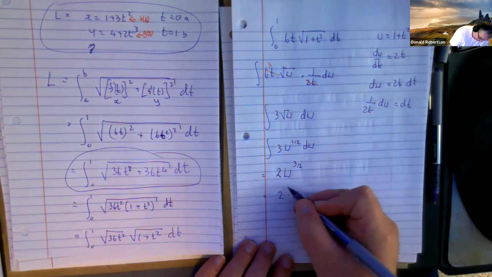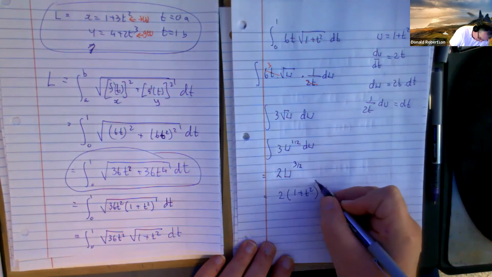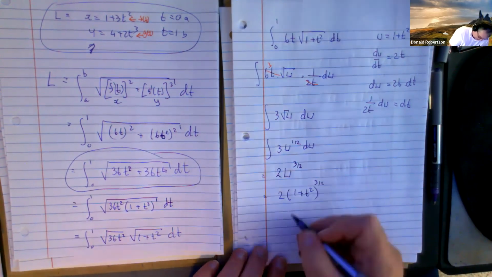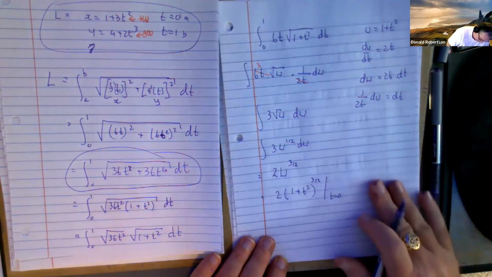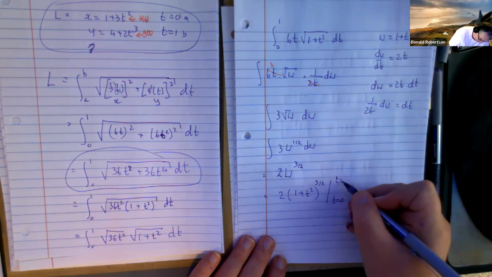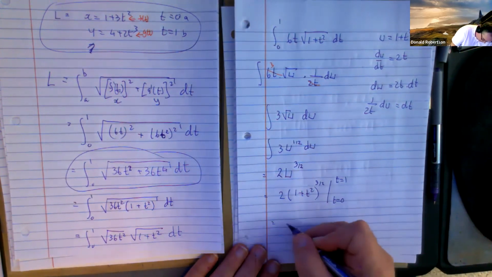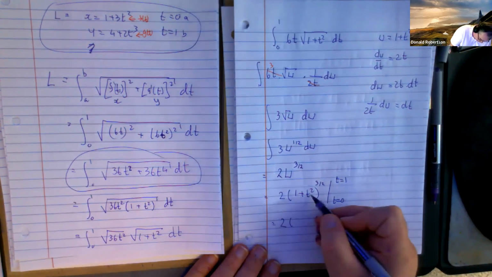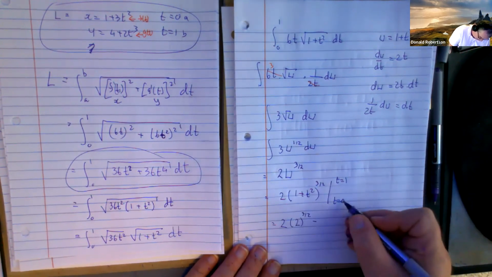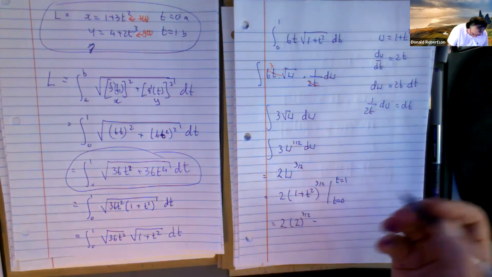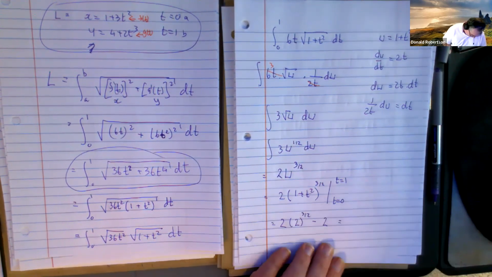You then turn the u back into 1 plus t squared. And then you can evaluate it at t equals 0 to t equals 1. And if you plug in 1, you get 2 lots of 1 plus 1 squared is 2, so you get 2 to the 3 halves. And if you plug in nothing, you get 1 to the 3 halves, which is just 1, so 2 times 1 is 2. And then you want to make it look pretty.